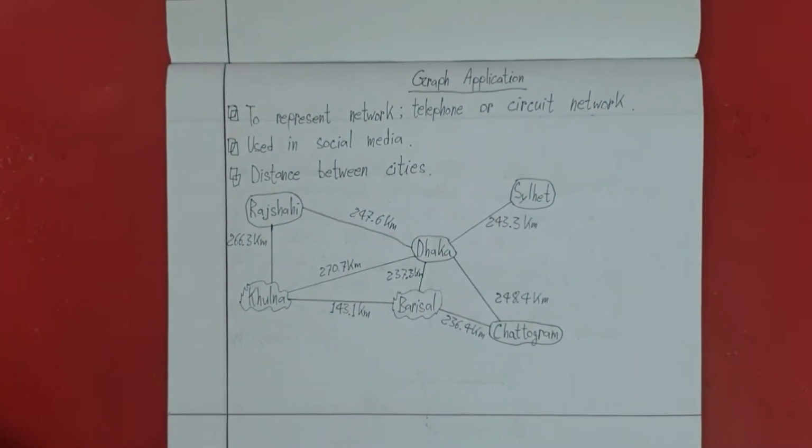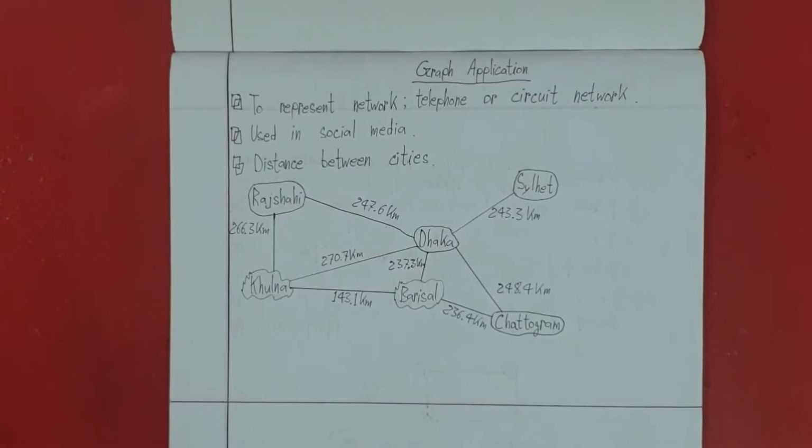Applications of graph. We can use graph to represent networks such as telephone or circuit network. It can be used in social media such as Facebook, LinkedIn, and other social networks. It can also be used to represent distance between cities. So below is a real life example of graph.